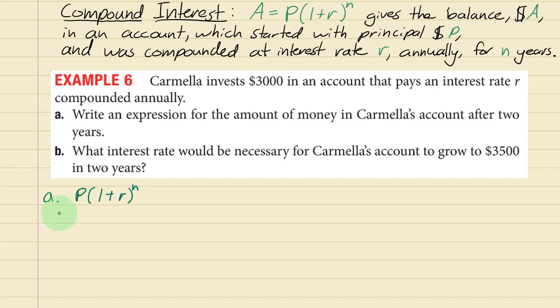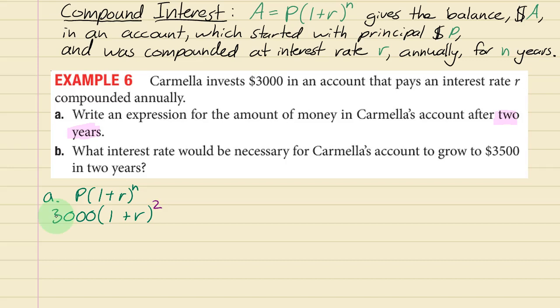That's what principal means, so that's going to be 3,000 for that P there, and it's going to be 1 plus r. We don't know what that is. It just says an interest rate of r, so we leave that as r. But what is the number of years? Well, this one says after 2 years, so that's going to be 2 right here. That's the n. Okay, so that expression is an expression in terms of r for the amount after 2 years.